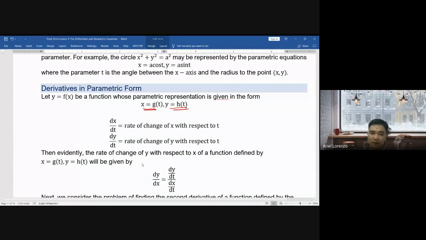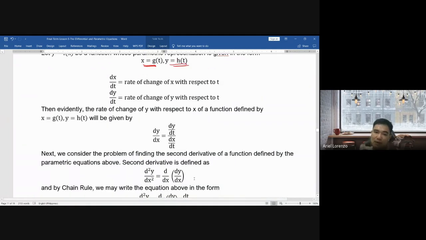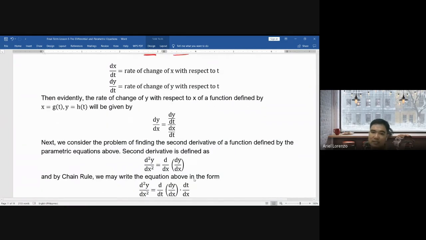So, for example, class, given these two, paano mo makukuha yung dy all over dx mo? So, idivide mo lang yung dalawa. Kasi di ba dy all over dx is dy all over dt times the reciprocal, dt all over dx, makakansel si dt, that is just equal to your dy all over dx.